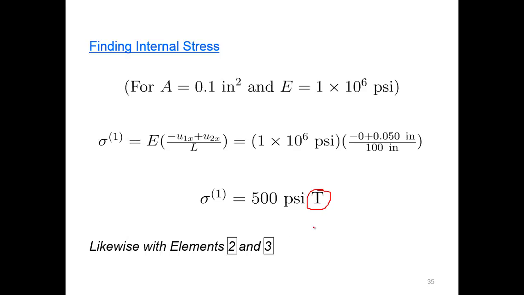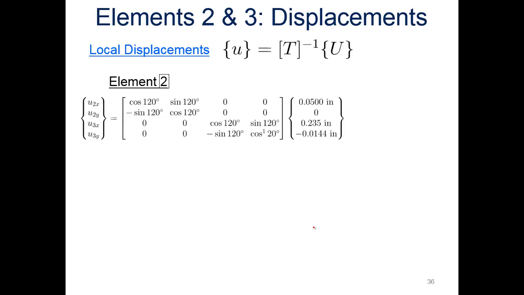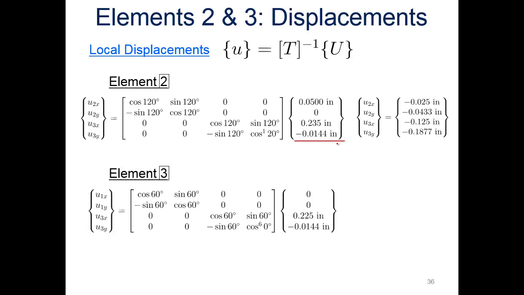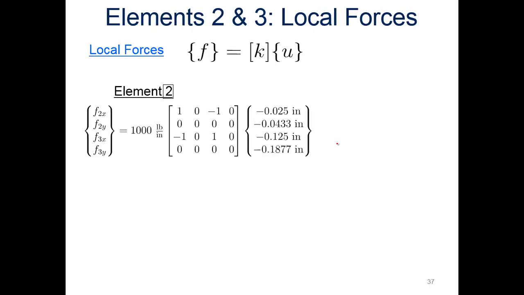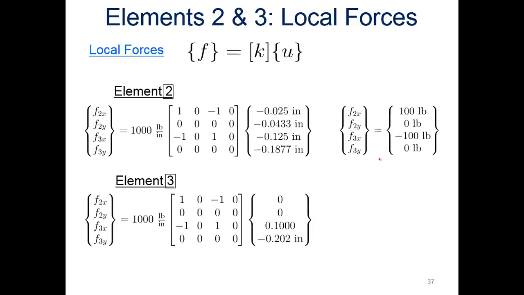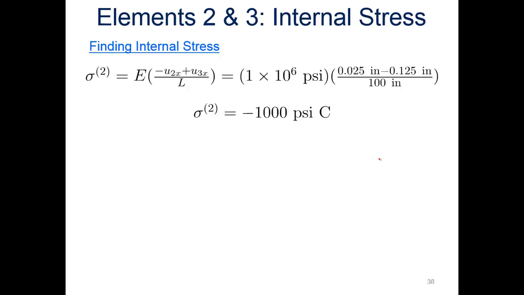We can also do this for elements 2 and 3. For element 2, we plug in our inverse transformation matrix and our global displacements here on the right, and solve for the local displacements. Same thing for element 3. Now we're at 60 degrees for this element, and we have the local displacements there. Solving for the local forces, we substitute the K matrix and local displacements. Again, K is the same for all of our elements. So we got 100 pounds at node 2 in the x direction, negative 100 pounds at node 3 in the x direction, and for element 3, you can solve for those forces again, negative 100 and 100 pounds.